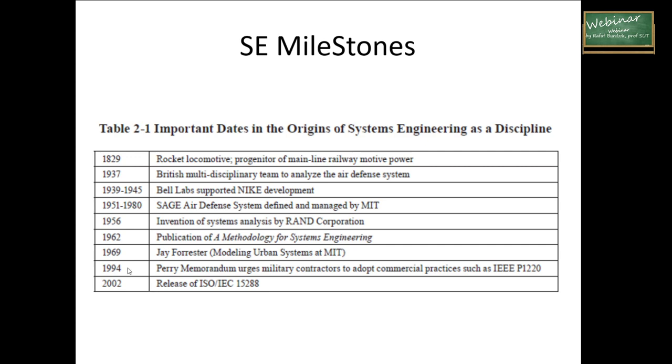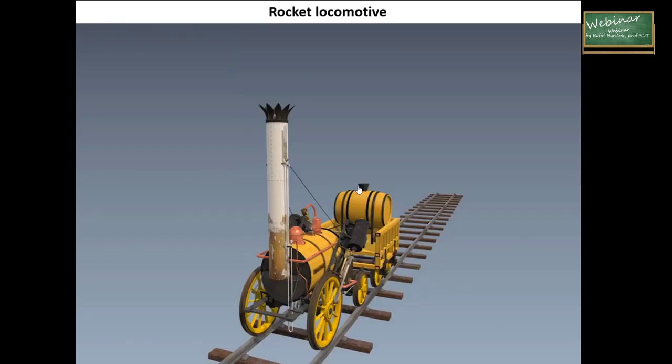Of course, internal standards had already been used, especially when we consider NASA projects. And we should also mention that defense systems, air defense systems, and space systems, including NASA, were probably the most important place where the system engineering approach was developed and first applied. So, as I mentioned, probably the first origin of the system engineering approach should be considered the rocket locomotive. I would like to show you how the rocket locomotive looks.